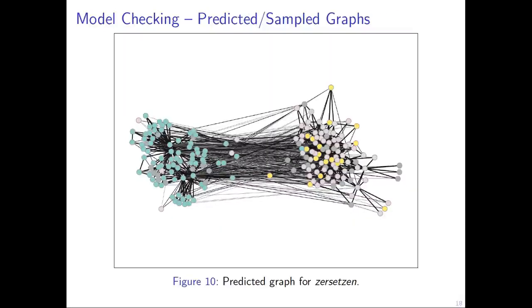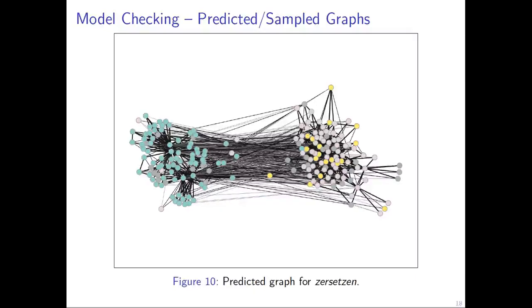In another approach to model checking, we resample the full graph. For this, we remove all edge weights from the graph and then resample each edge weight from the inferred model. In an ideal case, the resampled graph would retain all structural properties of the observed graph. As we can already see here, for the predicted or the sampled graph for Zersetzen, this is not the case.